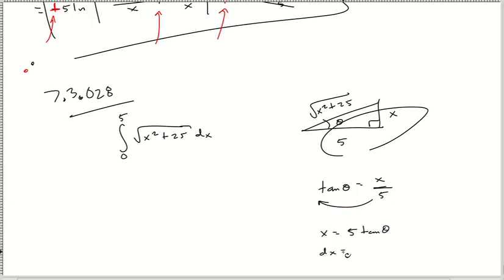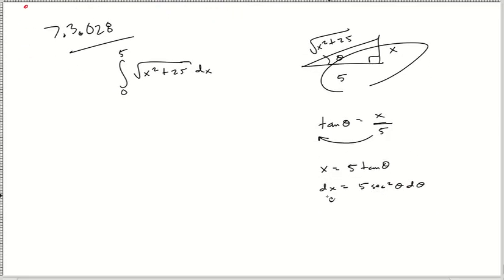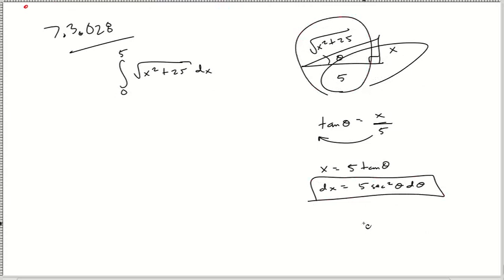So my dx could be secant squared. And notice that we're getting tangents and secant squareds. You might not think that's a good thing. You might not think that you think in tangents and secants, but you do. You do. You just didn't know it until today. I'm going to use those two.